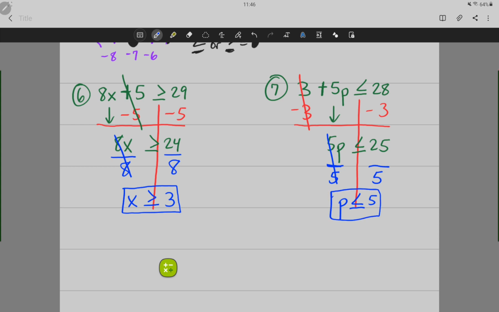So how many pounds of turkey can Wendy buy? She can buy 5 or less pounds. So P is less than or equal to 5.